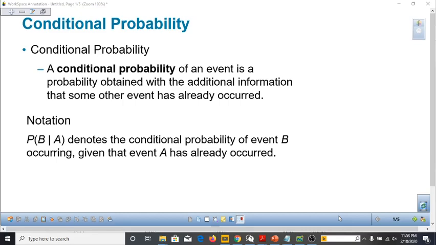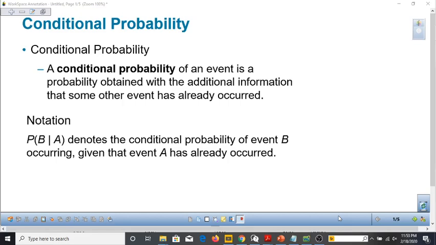Conditional probability is a probability of an event obtained with additional information that some other event has occurred. In other words, if we're trying to find the probability of B, given that A has occurred, we're saying what's the probability of getting B if we know that A has occurred, or if we assume that A has occurred.